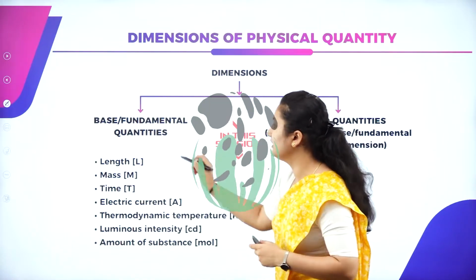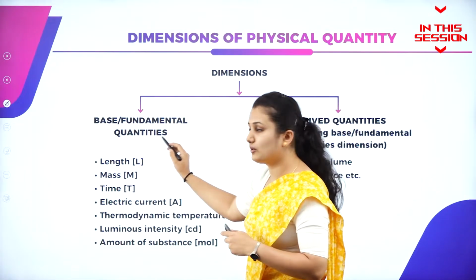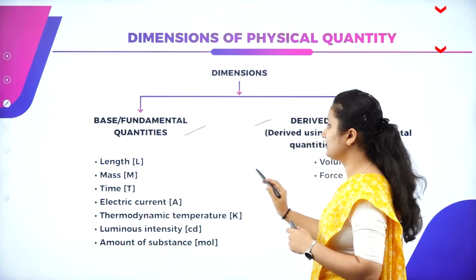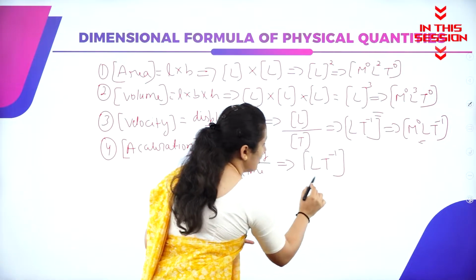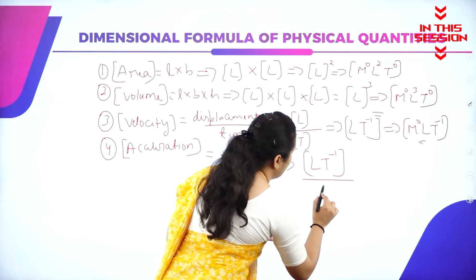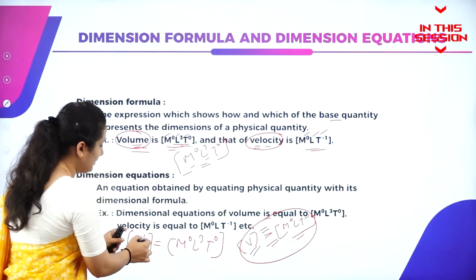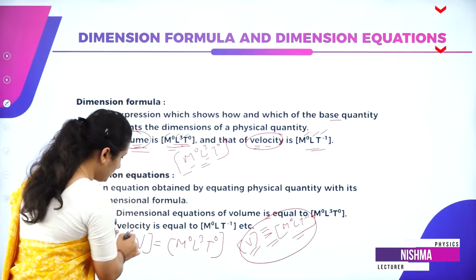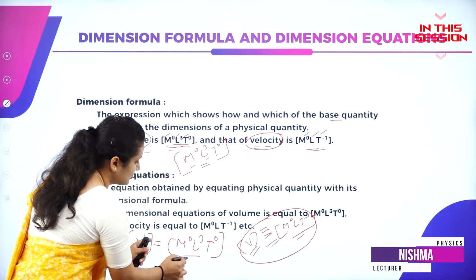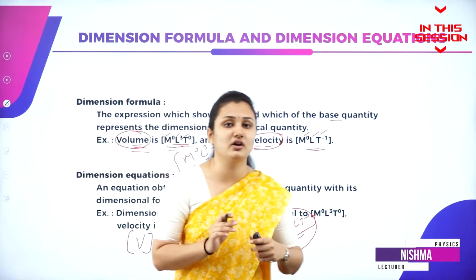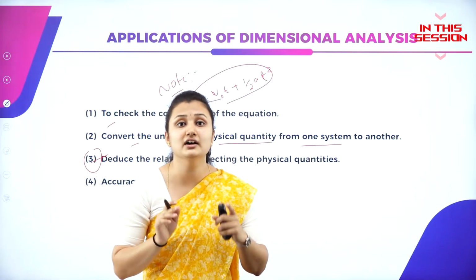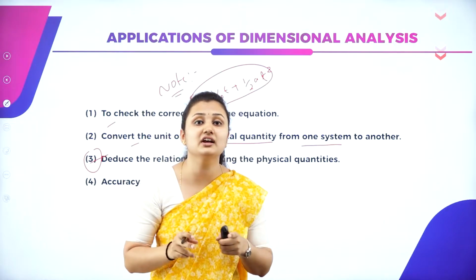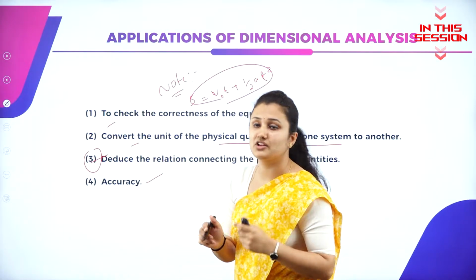Dimensions are classified into base or fundamental quantities and derived quantities. Velocity, I know it is LT to the power minus 1. Square bracket is always important. Divided by time is T. We are equating the physical quantity with its dimensional formula. So this is what we call the dimensional equation. You cannot calculate the dimension of a numerical value using dimensional analysis.